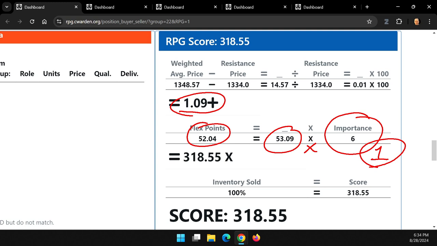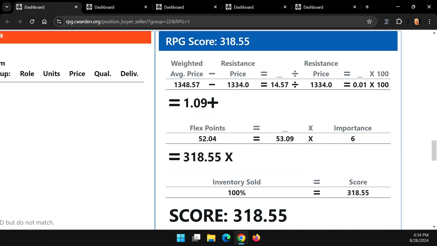It's a lot of trade-off. Nothing in the game is for free. Everything costs something. Okay, so there we go. We take the 53.09 times by 6, and we end up with 318.55. So you can see this really pushes it up.